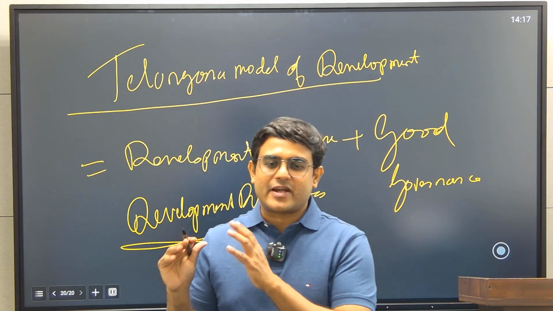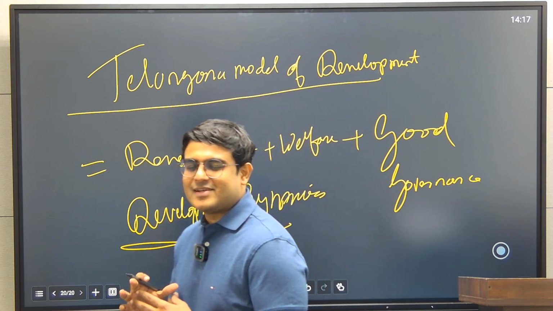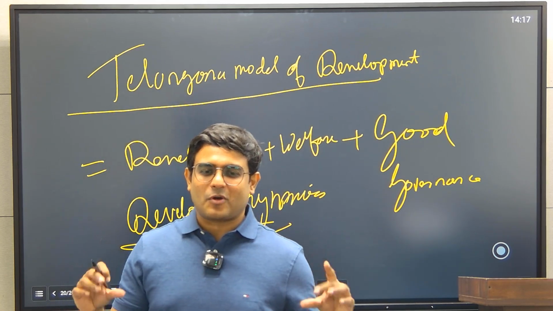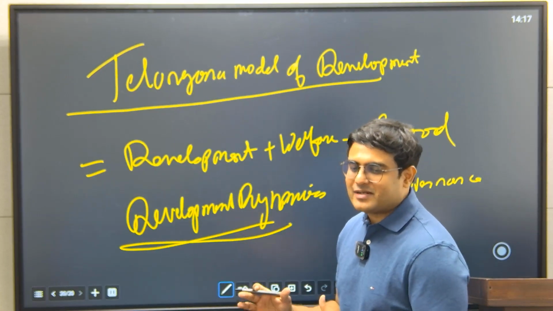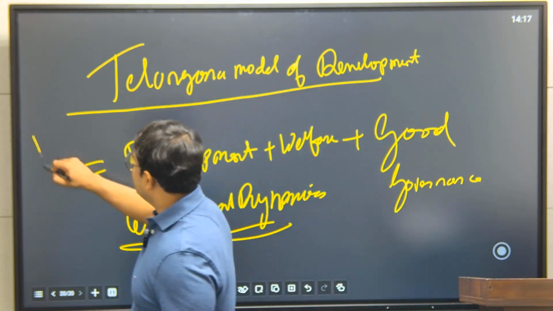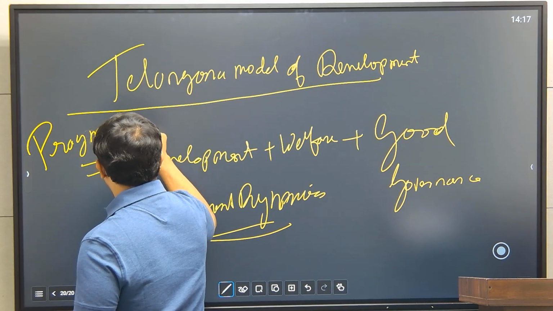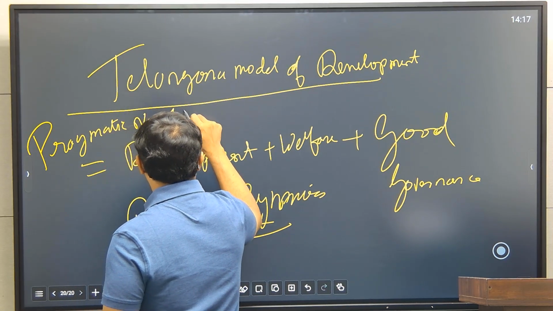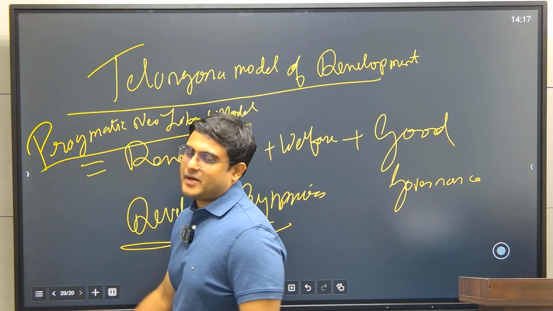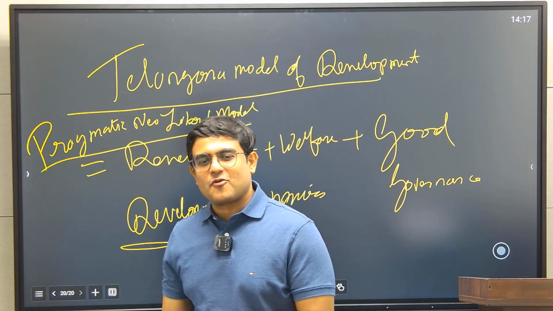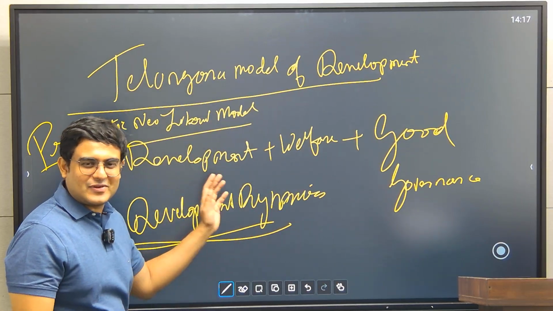It's written in standard books. From that this model has come. In standard books, that particular model has been mentioned. This is the pragmatic neoliberal model. This is a part of the pragmatic neoliberal model outlined by the World Bank. This is nothing but the Telangana model of development now.